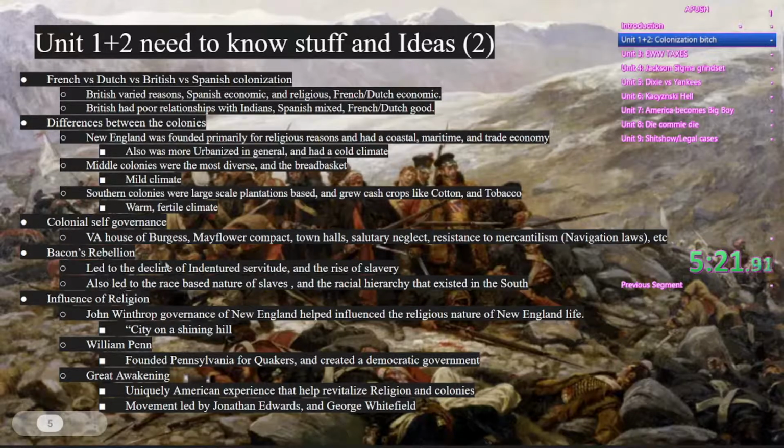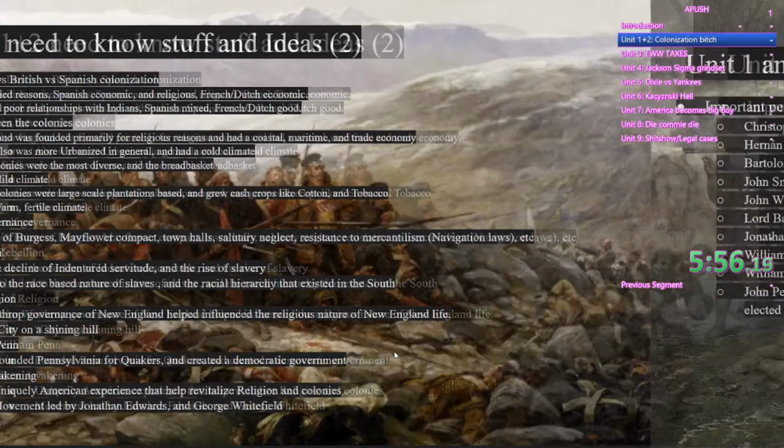Now, Bacon's Rebellion, pretty much what you need to know is that it led to the decline of indentured servitude and the rise of slavery in the South. It also led to the race-based nature of slavery and the racial hierarchy that was created in the South. Now also you should know the influence of religion. So that would be John Winthrop's governance of New England, William Penn's founding of Pennsylvania, and the effects of the Great Awakening in cultivating an American identity and on religion in America.